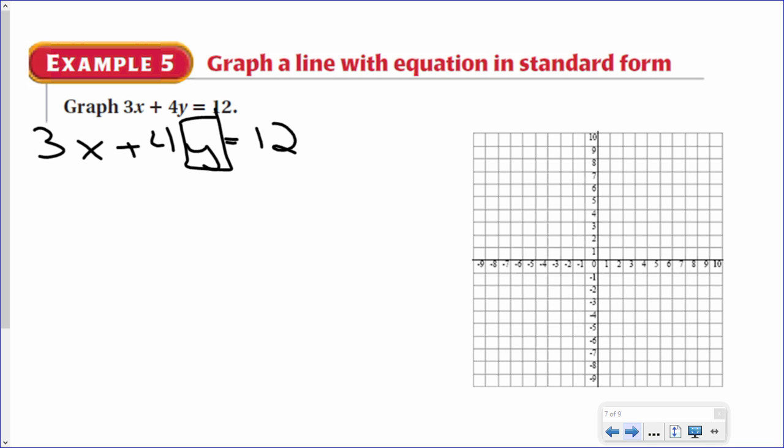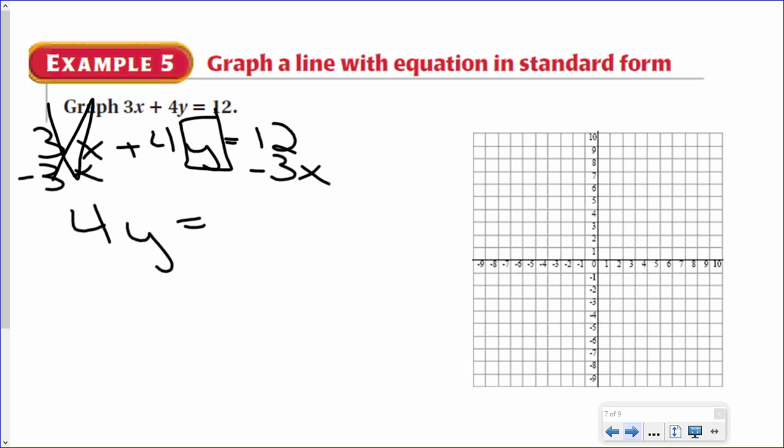If you reverse PEMDAS, between the 4 and the y is multiply, but the 3x out front there, that's still adding and subtracting. Right now you have a positive 3x. So we want to move that first. We want to subtract 3x from this side, subtract 3x from this side. 4y equals 12 minus 3x. They are not like terms, so you leave them separate. 12 minus 3x. One more step and y is isolated.